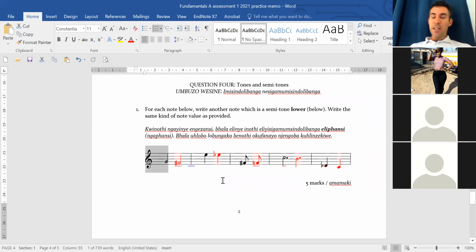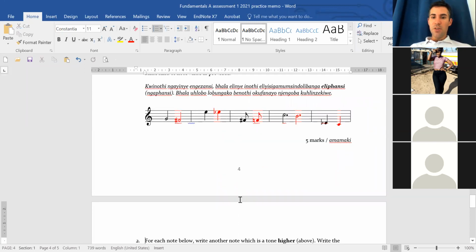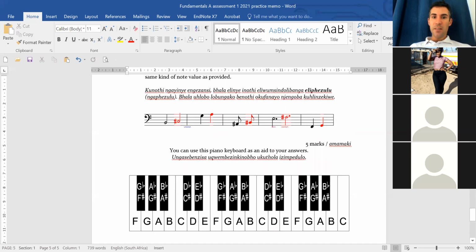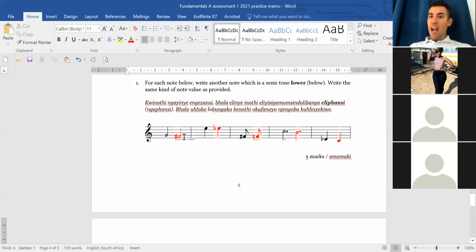Okay, so let's go and look at each of them. Here, the first note is a G. So let's go to the keyboard. Here's the keyboard, and here is a G. We're going one step down, a semitone down. So we step one down. What note do we have here? G flat or F sharp. All right, so we can go back up here. And we can write either of those. Remember, with a semitone, it doesn't matter which one you're doing. I just chose F sharp here. But you could have also written G flat. Okay?